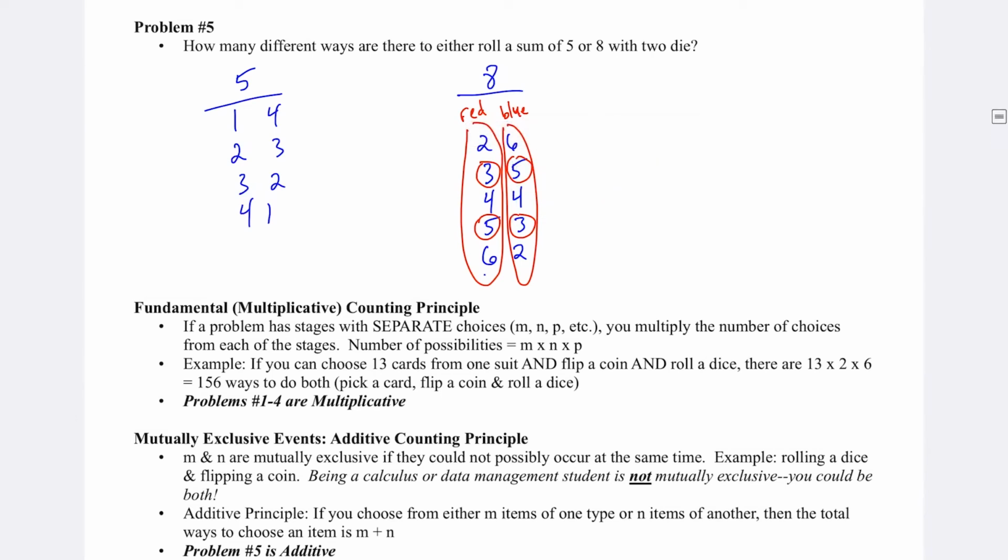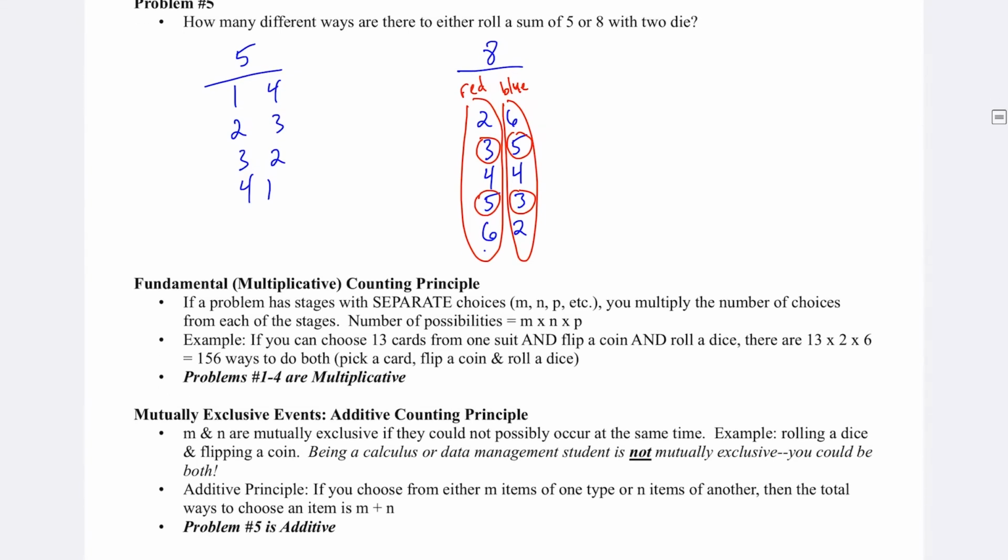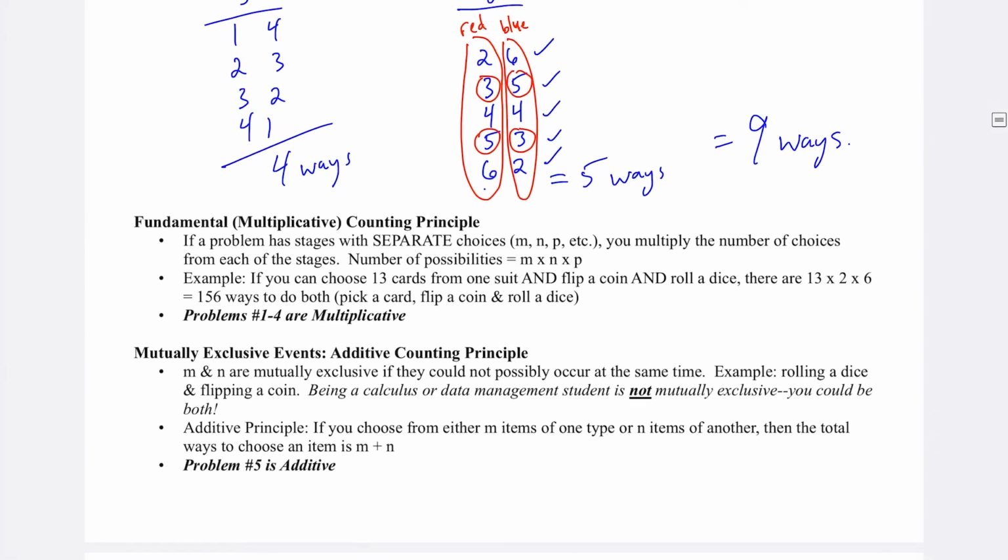All right, so the question was, how many ways are there in total? Here we have 4 ways to roll a 5, and there are 5 ways to roll an 8, which gives us 9 ways in total. We don't think of that as being 4 times 5, which gives us 20 ways. These are mutually exclusive events. You either roll a sum of 5 or you roll a sum of 8, and so there's 9 ways.